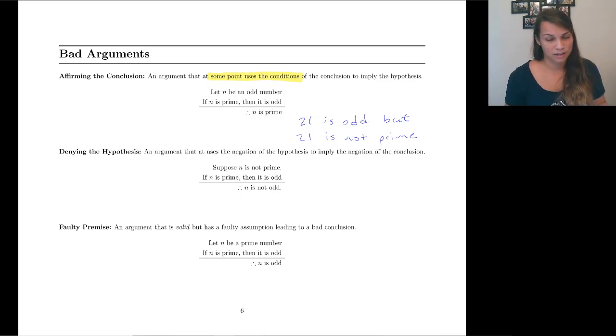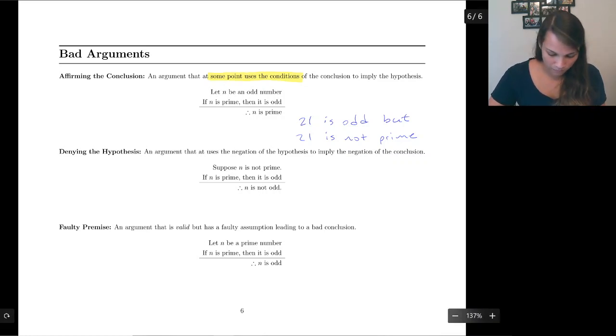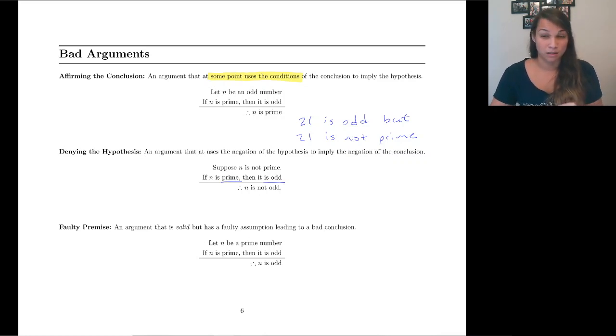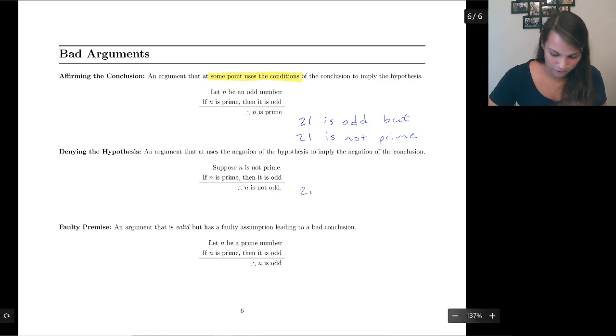Denying the hypothesis is similar-ish. It's an argument that uses the negation of the hypothesis to conclude the negation of the conclusion. So if prime implies odd, then not prime means not odd. And again, no: 21 is not prime, but 21 is odd.